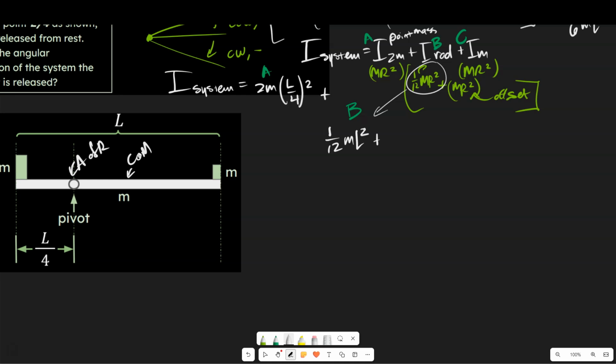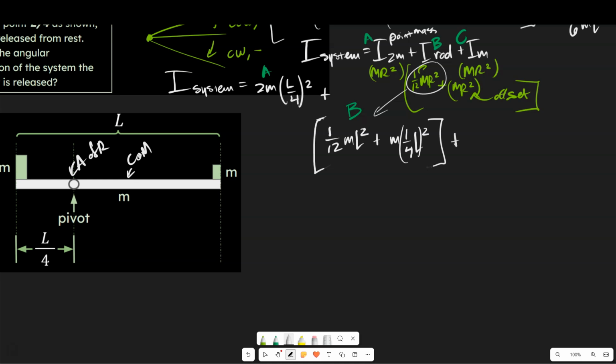So let's think about that. The m is just m, right? And the r in this case is going to be the distance that it is offset, in terms of L. We're talking in terms of L's here, in terms of distances. The offset from the center of mass to the axis of rotation is going to be 1/4 L, and we need to be careful, that's going to be squared. So that's going to be our B term here.